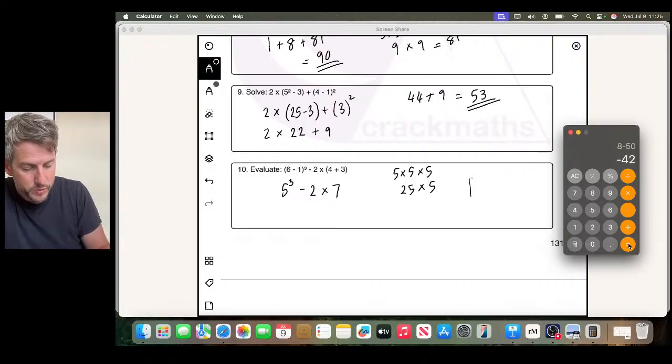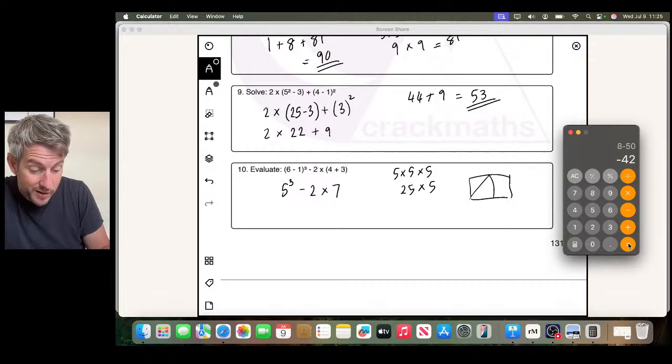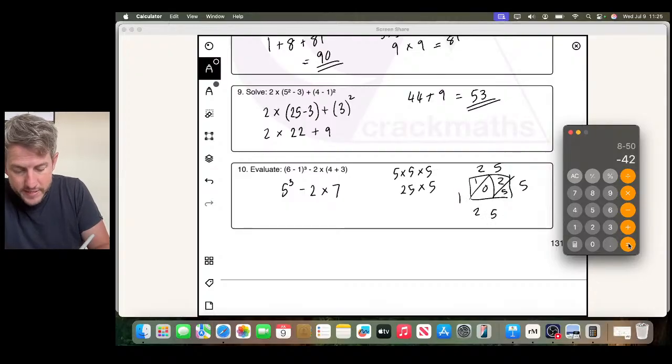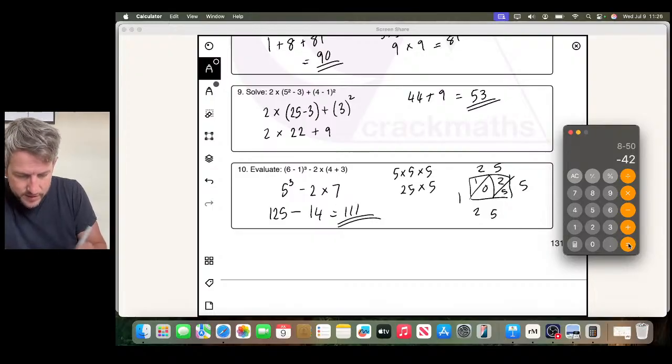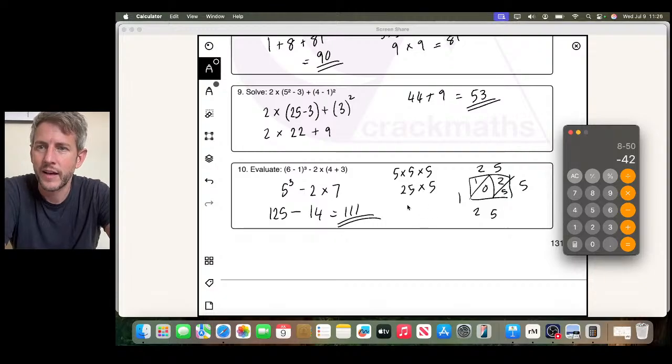And then let's see what 25 times 5 is. I'm just doing this in case this was a non-calculator question. Okay, right, so 5 times 5 is 25. 5 times 2 is 10. Add down the lines, that's 5, 2, 1. So 5 cubed is 125. And then 2 times 7 is 14. So we're looking here at 125, take away 14, and that will be 111. So let's underline that to make that clear that that's our answer.